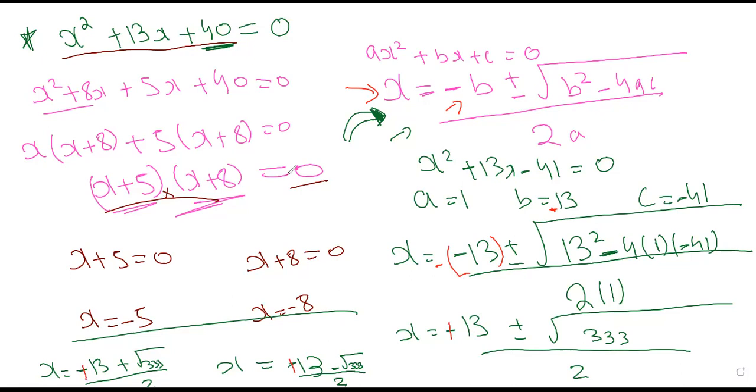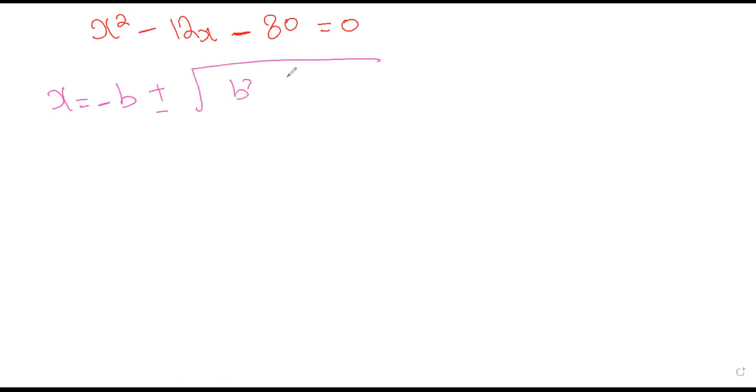Okay, let's talk about another quick example. Let's say that the question is x square minus 12x minus 80 equals 0. Now it could be that you end up getting some factors, but it is not necessarily true, right? So you need to think about it using the formula. It is x equals minus b plus minus under root b square minus 4ac divided by 2a.